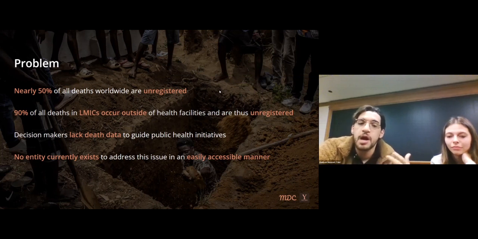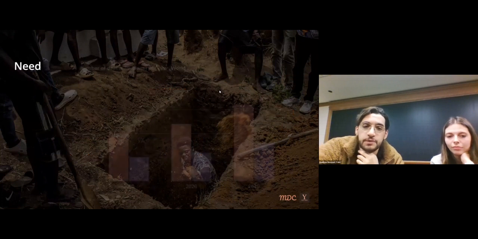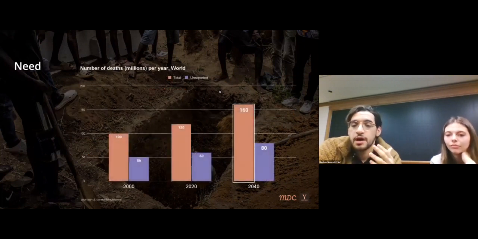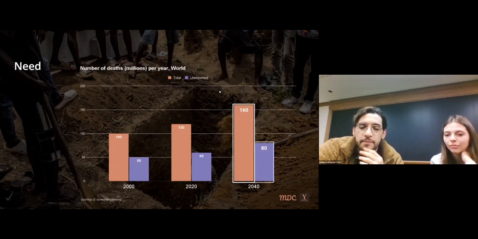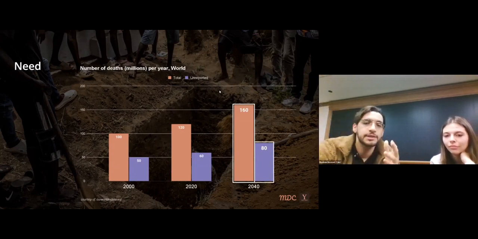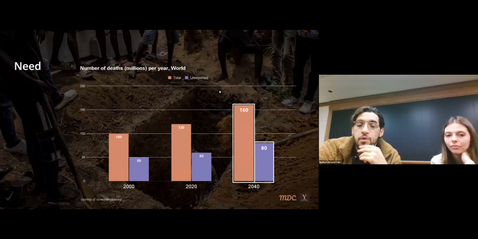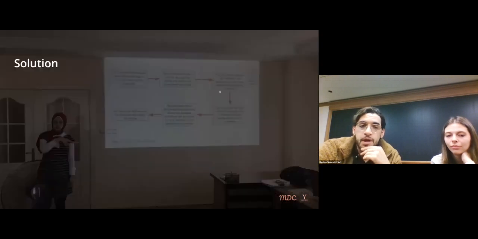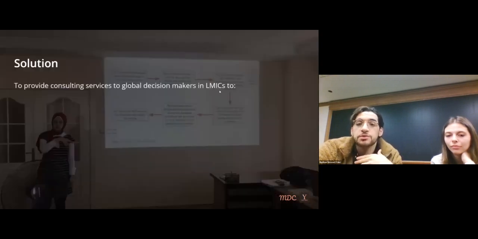And they need somebody to help them, just give them the actionable items, the actionable points, as well as understand their issues to just tell them how to get through it. And to give you an idea of how much of a need this is, in 2040, it's projected that there will be about 160 million deaths annually worldwide, and about half of that, about 80 million, will go unreported.